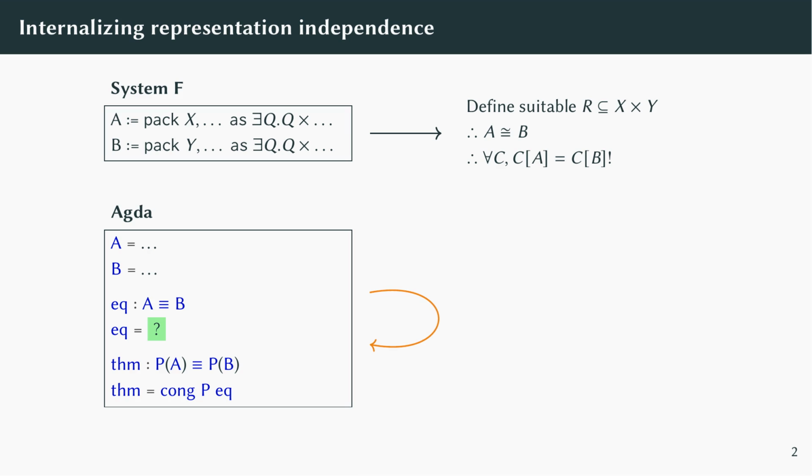But if our language has dependent types, we could do better. Ideally, we would like to know internally, as a theorem stated and proven inside the language itself, that related implementations are actually equal. That way, we can use representation independence to transfer formalized proofs between related implementations.